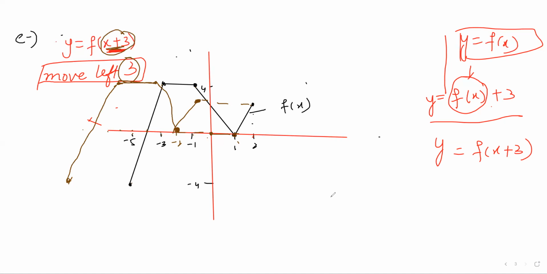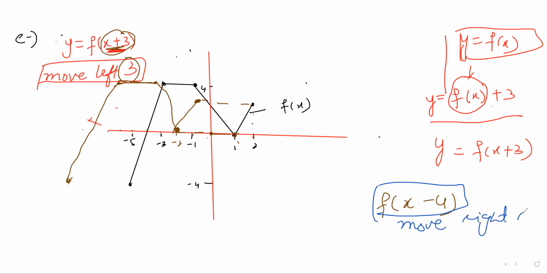I'm going to do the other example on the same graph. If we have f is equal to x minus 4, obviously it's going to be opposite. With x minus 4, you need to move right 4 units. Okay. So -4, move right. So negative means, okay, I get it.